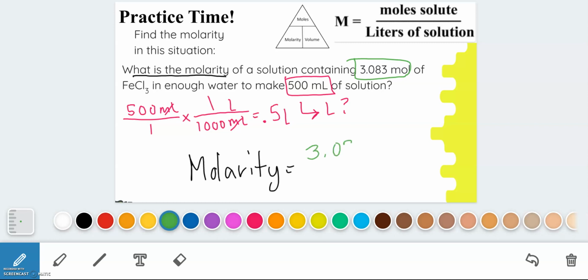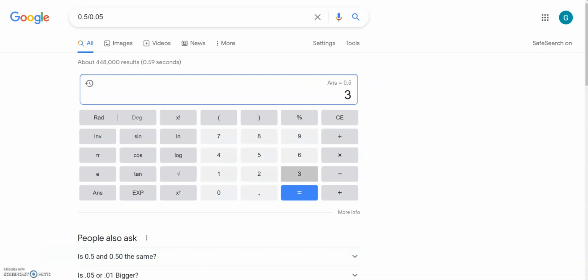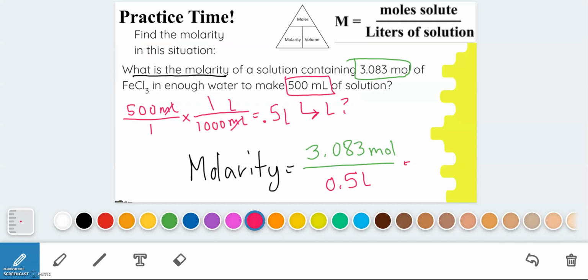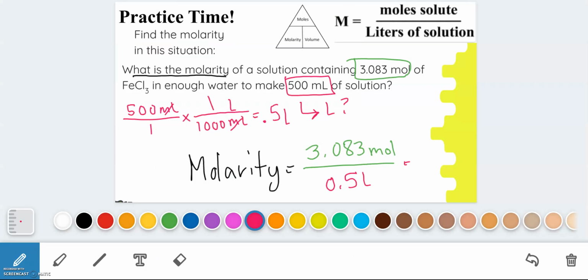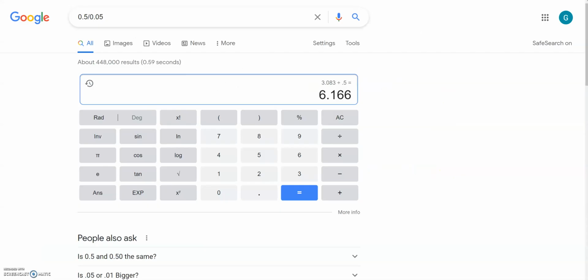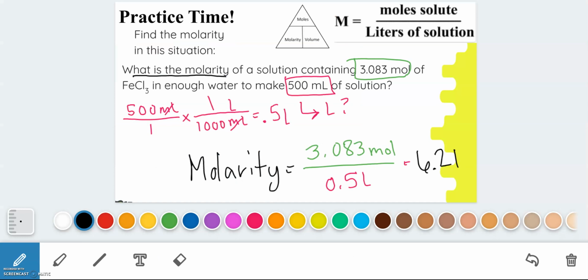So we have this 3.083 moles over 0.5 liters. What does that equal? Ooh, I did it wrong. Oh, everyone makes mistakes. 3.083 divided by just 0.5. 6.1. Said 6.1 or 6.2 if we round correctly. Come on, Gray. 6.2 molarity.